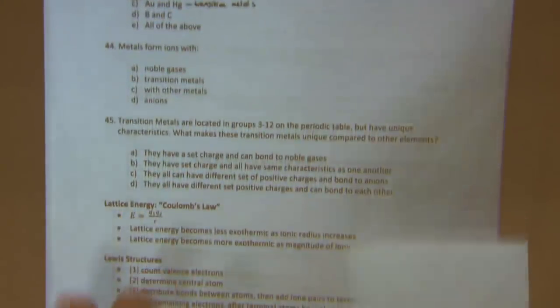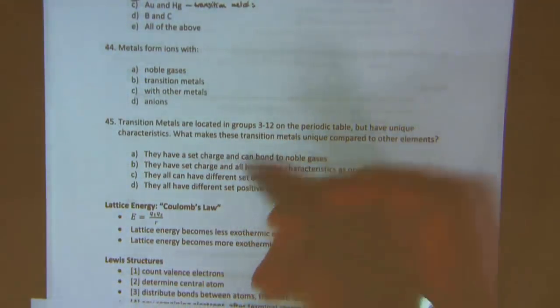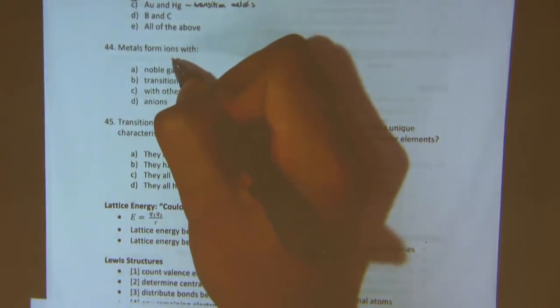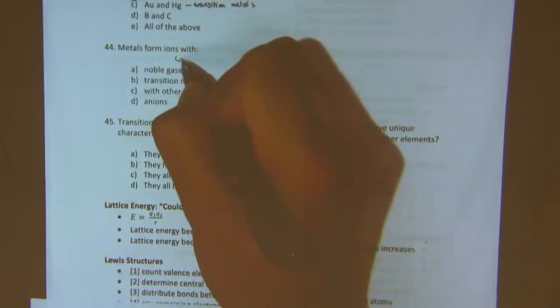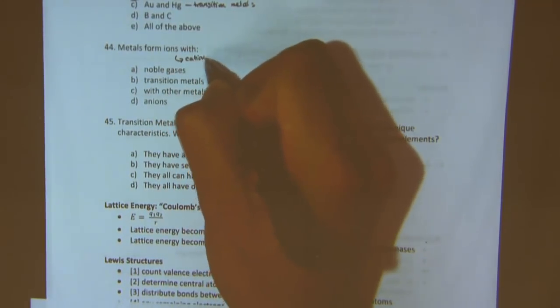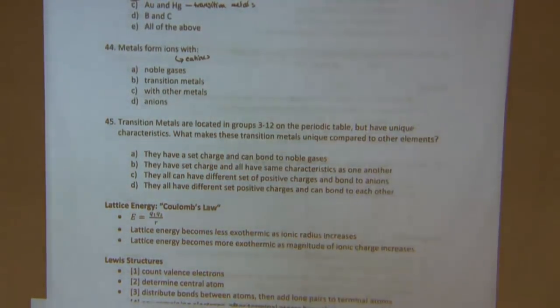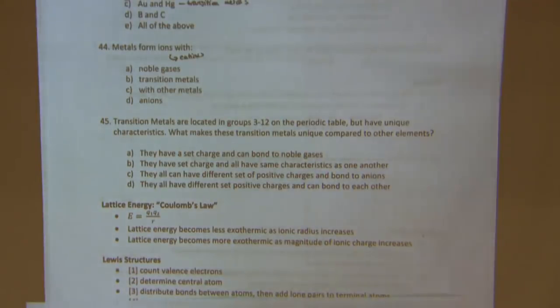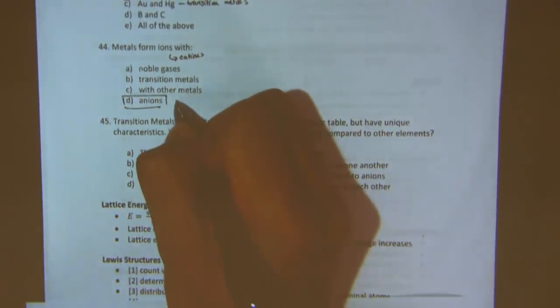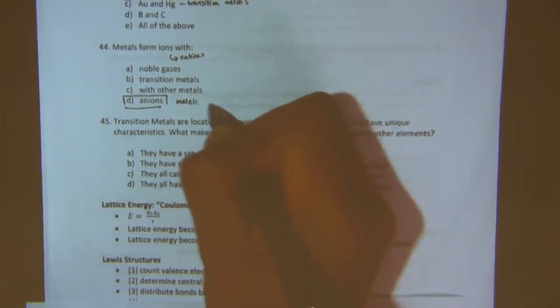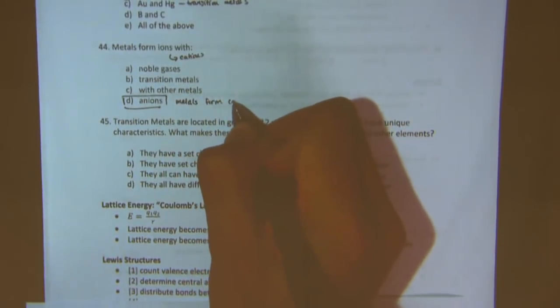So metals form ions with, and this is kind of a poorly written question, but you just have to understand that metals usually form cations, because metals usually are going to have a greater propensity to donate the electrons. So in this case, the correct answer should be anions, because metals form cations.